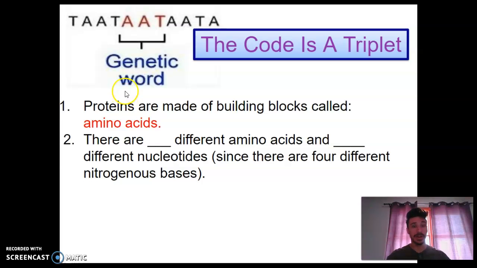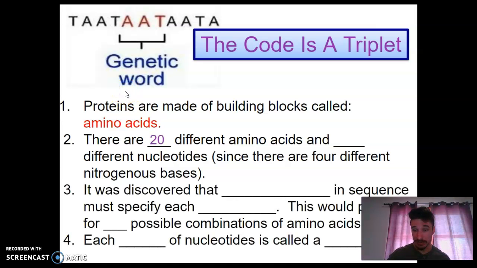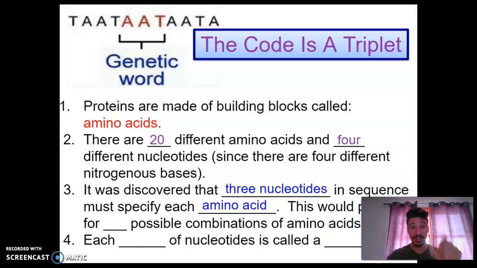We're getting there. Now there are, we know, 20 different amino acids and 4 different nucleotides. There's only 4 different nucleotides because each nucleotide has a different nitrogen base. Remember, adenine, thymine, guanine, cytosine. Now, it was discovered that 3 nucleotides in a sequence must specify each amino acid. So this series of 3, this genetic word as we call it, specifies a specific amino acid in the cell, one of the 20. And this would provide for 64 possible combinations.